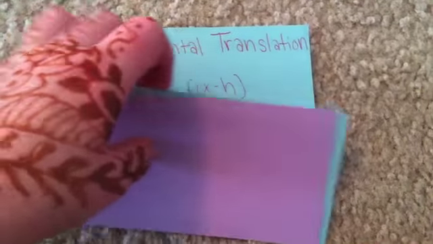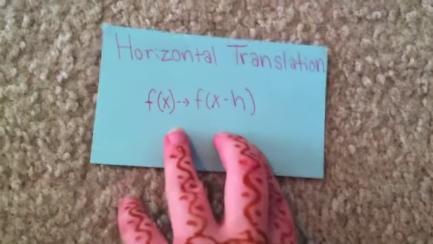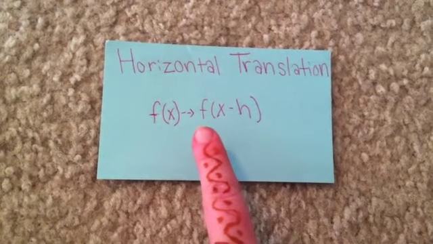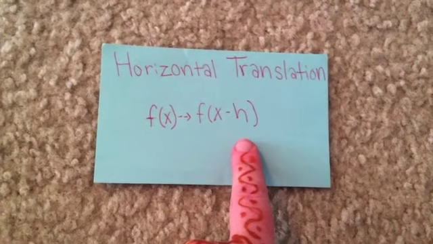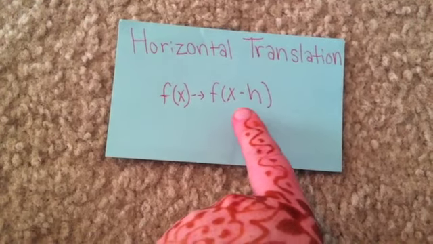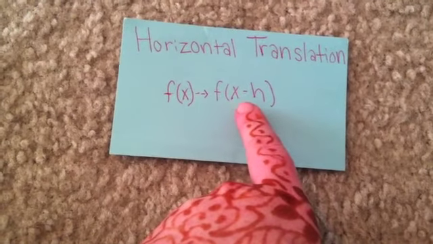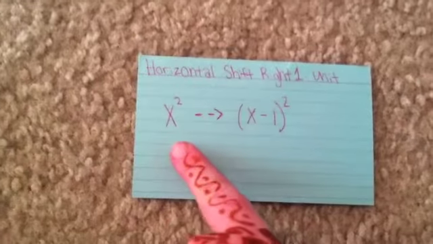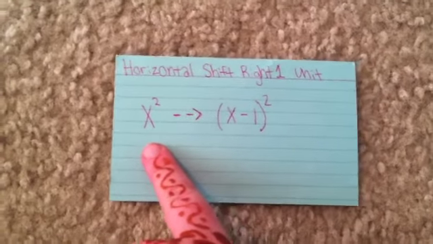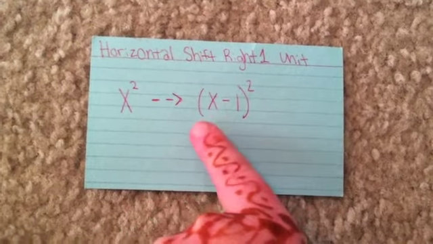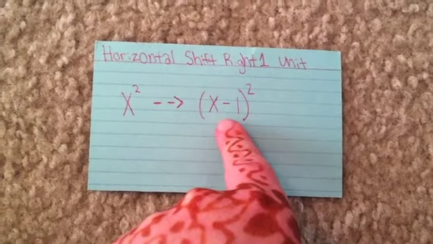Let's start off with horizontal translation. With the horizontal translation, we take f of x, and it's going to become f of x minus h. These parentheses are really important to remember because, as we're going to see later, these have to be together. If we take the parent function of a quadratic, which is x squared, and we take a horizontal shift to the right by 1 unit, so we're just going to subtract 1, we have x minus 1 squared.